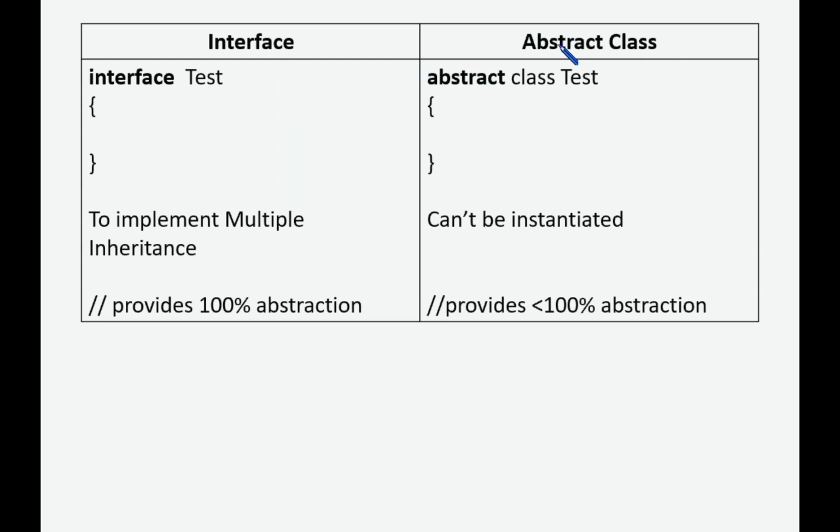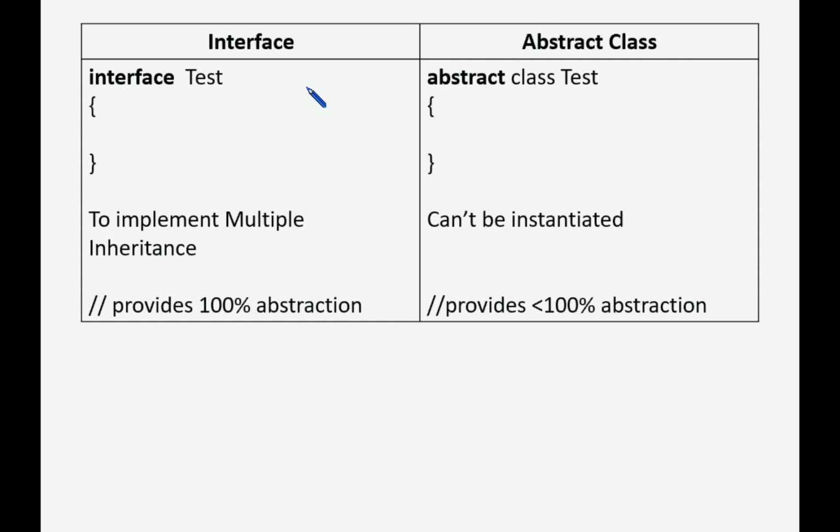Whereas an abstract class is a class which cannot be instantiated. That means we can't create an object for an abstract class. How to define an abstract class? First is the abstract keyword, followed by the keyword class, then the class name. Here the class name is any valid user defined name, then a list of braces.